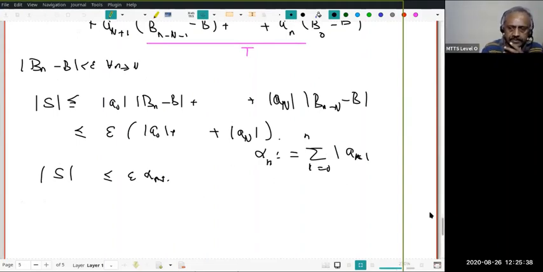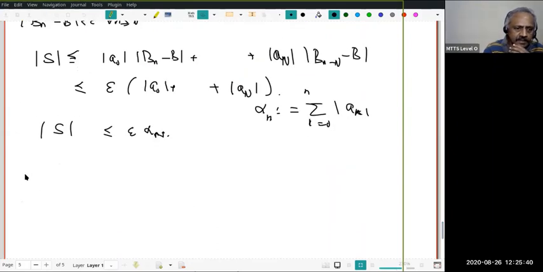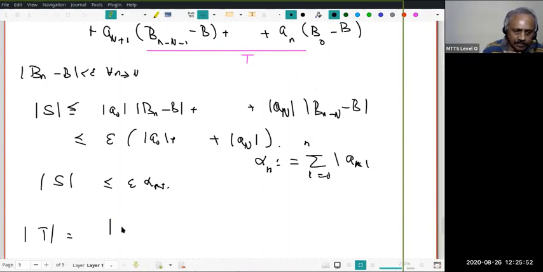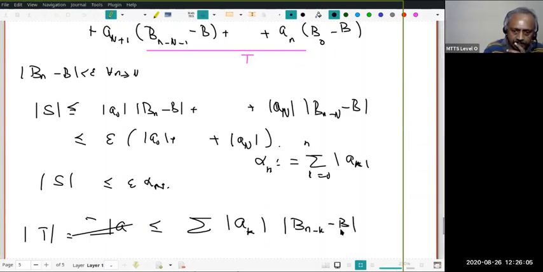Okay. Now let's look at T. How will I estimate T? Let us go through the obvious guess. Mod T is less than or equal to the summation of mod a_k into mod b_{n-k} minus b, with k running from N plus 1 to n. You understood this?